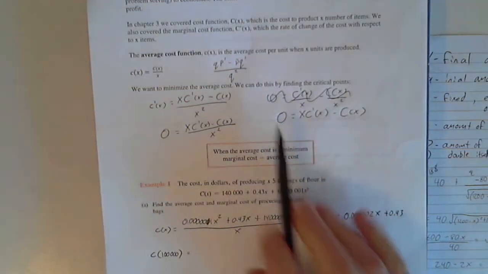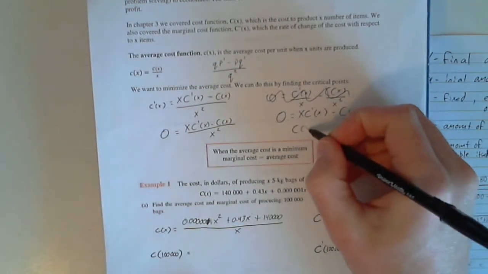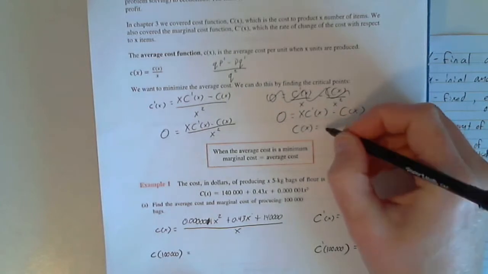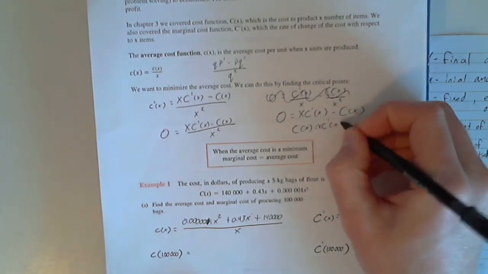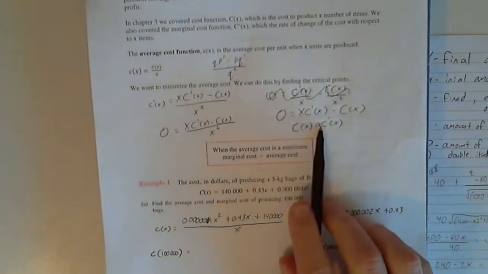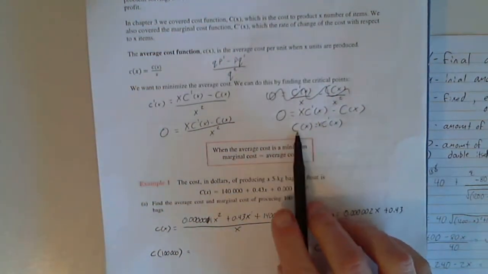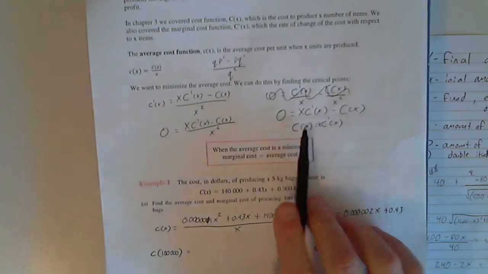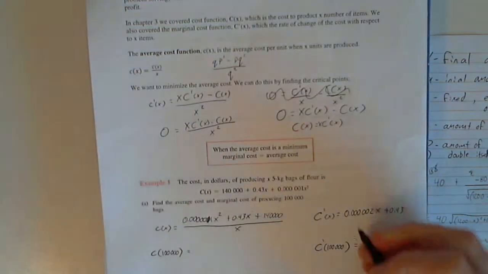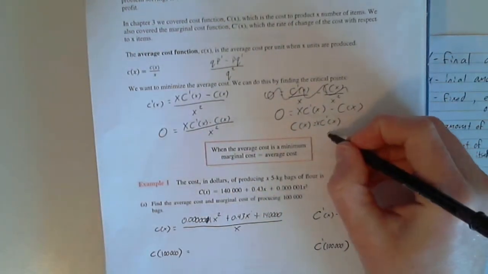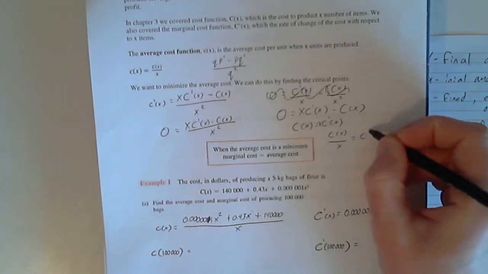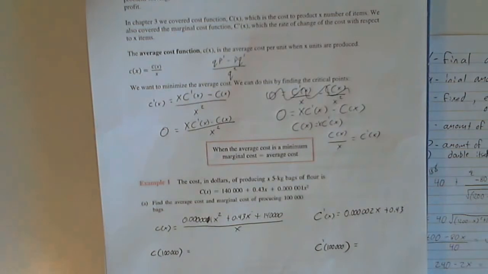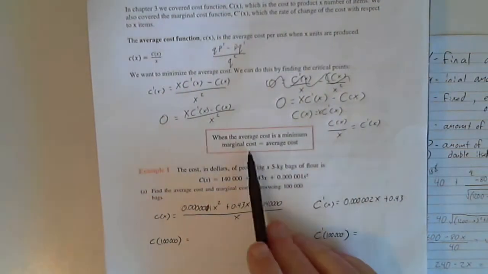And then we add the C of x. So C of x is equal to x C prime of x. Now this isn't too bad, but we can actually go one step further. We want to divide by x because then we're going to end up with our original average cost function on this side. So C of x all over x is equal to C prime of x. And long story short, we end up with this formula.